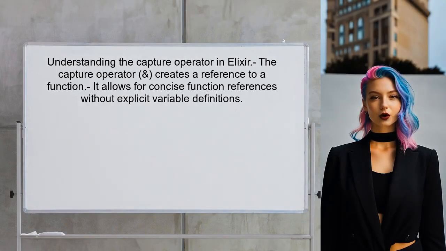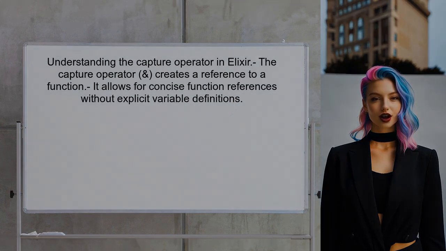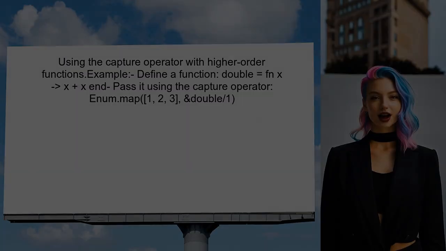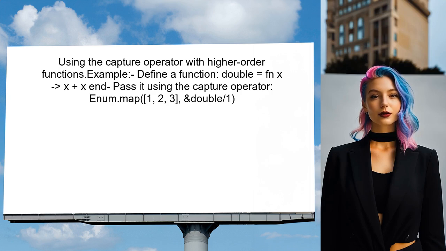To understand the need for the capture operator in Elixir, let's first clarify what it does. The capture operator allows the user to create a reference to a function without needing to define it explicitly as a variable. For example, when the user defines a function like double, they can use the capture operator to pass it around easily. This is particularly useful in higher order functions, such as those found in the Enum module.